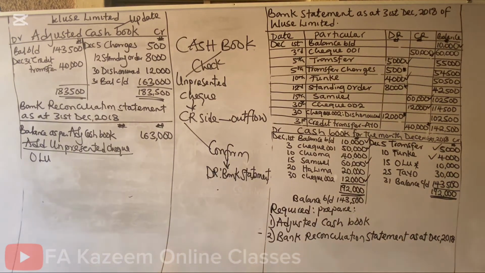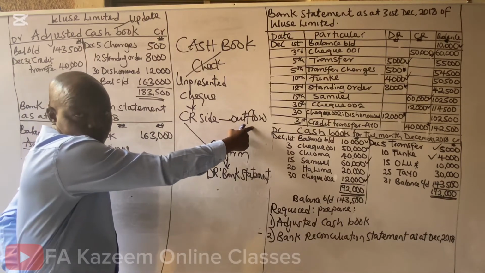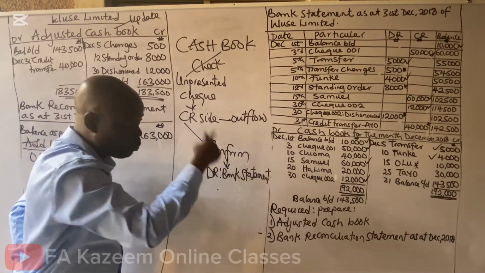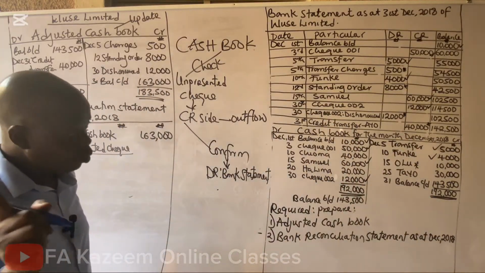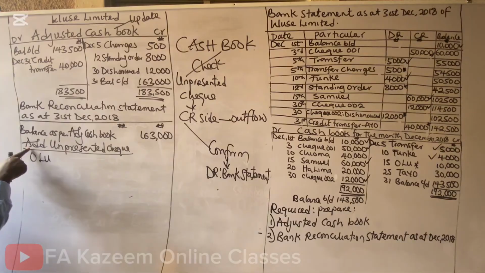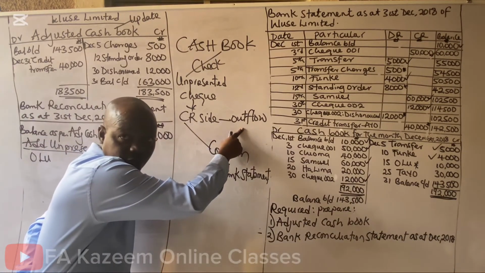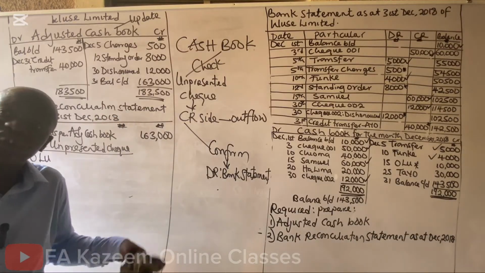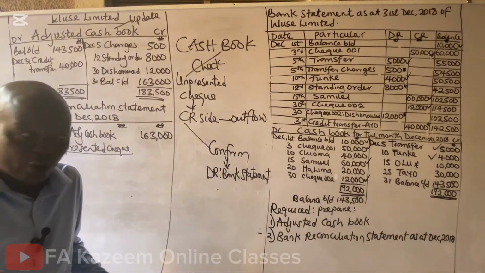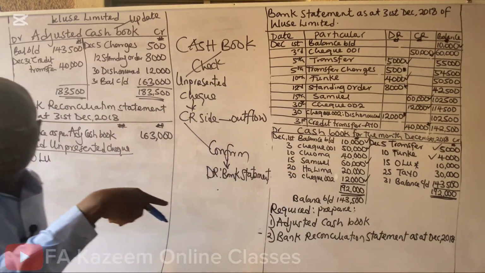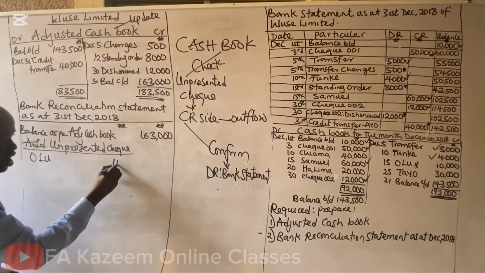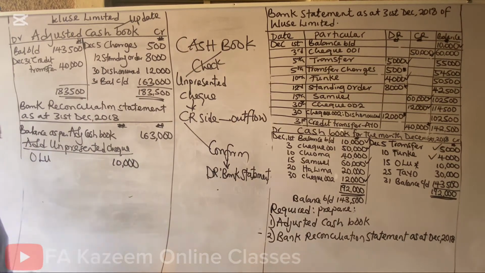If Olu did not take the 10,000 check to the bank, it means there's no outflow. And if there's no outflow, meaning there's no payment. It was only recorded, but there was no payment. What the owner of this business will do is to add that money back because he has treated the money as an outflow. Now that he has discovered that Olu did not take the check to collect any money, but he has deducted it from his cash book, what he's going to do is to add back. Now, all unpresented checks, we have one, 10,000.